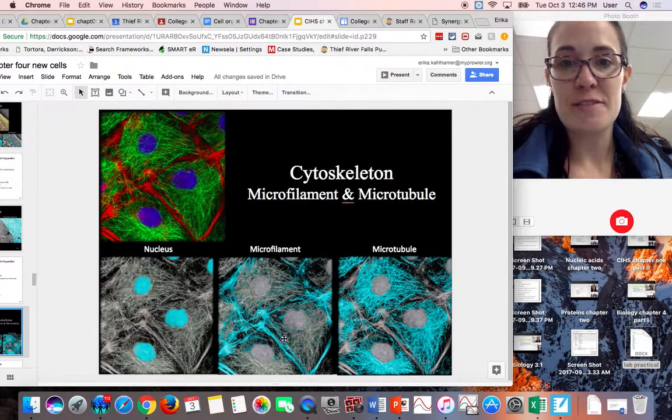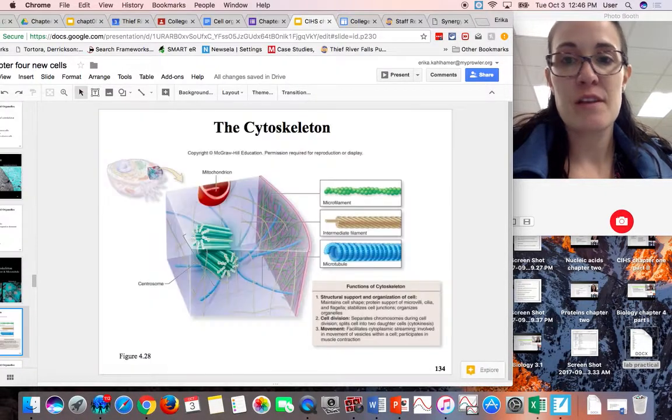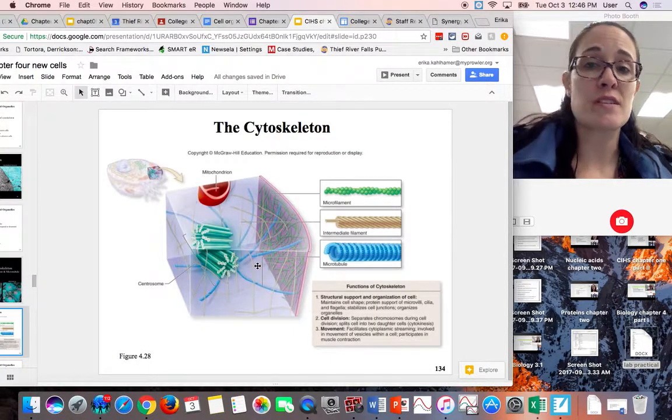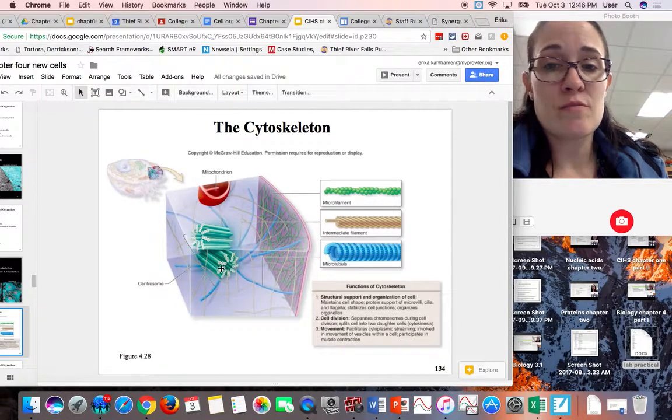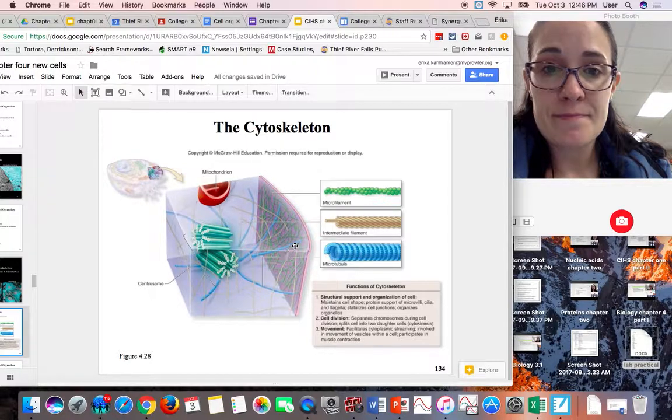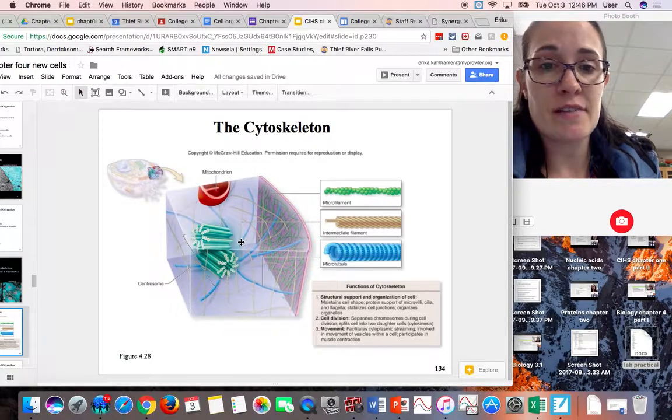So there's what they look like. Really kind of cool pictures. Filaments, microtubules. So you can see they're spread within the cell. Here are the centrosomes, which are made up of filaments. And the size difference right there.